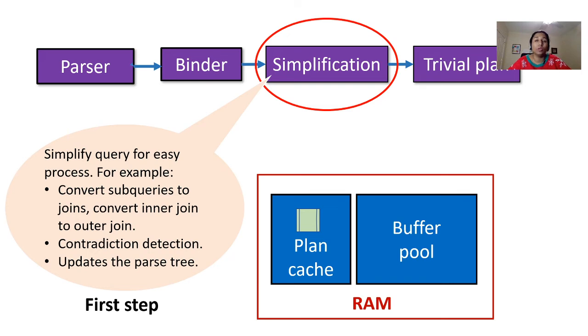For example, you are doing a select and in your query you have a subquery in it. The simplification component will go ahead and convert that subquery into a very simple join. No matter how many times you run a query with a subquery in it, behind the scenes, simplification will go ahead and convert that into a very simple join. Now, contradiction detection also happens here. Like if you have a foreign key contradiction, those kind of things will be checked here. And with all this information, the parse tree will be updated once again inside the plan cache.